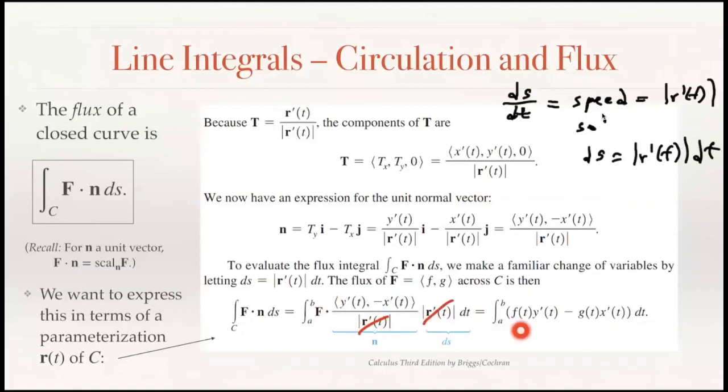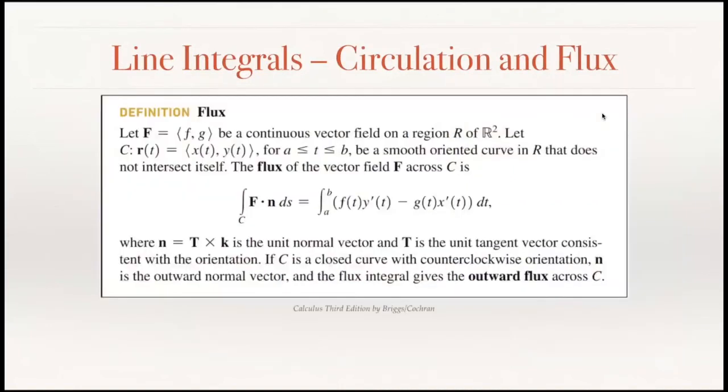And the flux turns out to just be this. So this is a matter of plugging in. If your vector field has components f, g and your path has components x, y, all you do is take the integral from a to b over your parameterization of f times y prime minus g times x prime dt. So thank goodness, no need to compute a cross product at all. And this gives the total outward flux across C.